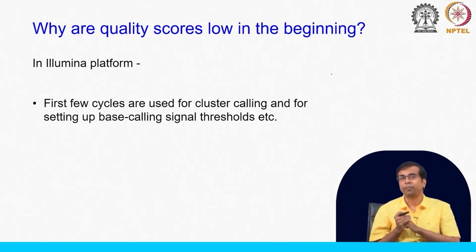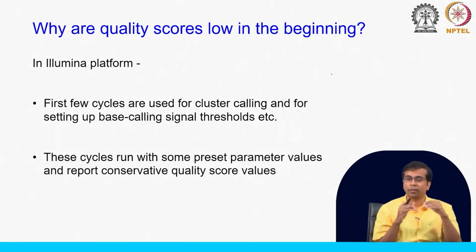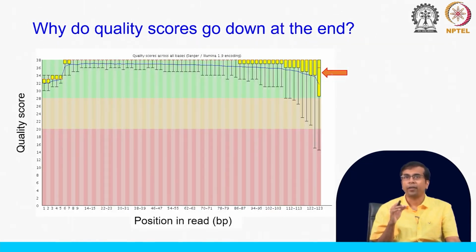So, in the Illumina platform, the first few cycles are used for detection of these clusters and for setting up the parameters for base calling. So, what would be the signal thresholds where the system will call these bases, etc. The first few cycles are utilized for that, and in those cycles the system runs with some preset values and usually reports conservative quality scores. That is why you see this lower quality score in the beginning, okay. And then it slowly goes up, and again the quality scores go down at the end.